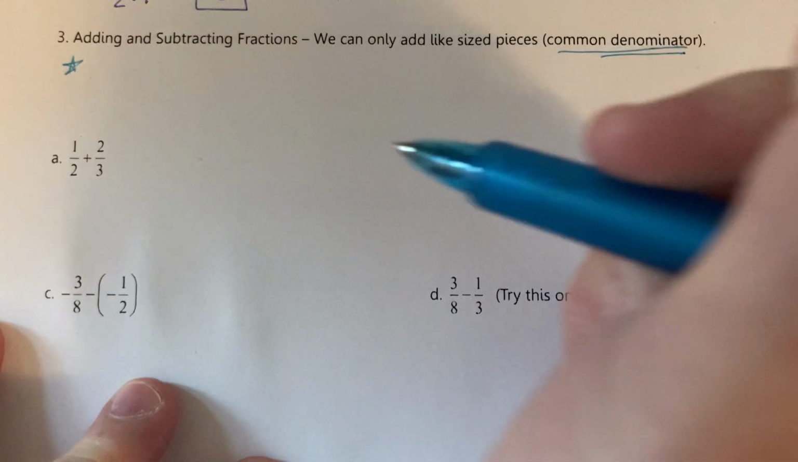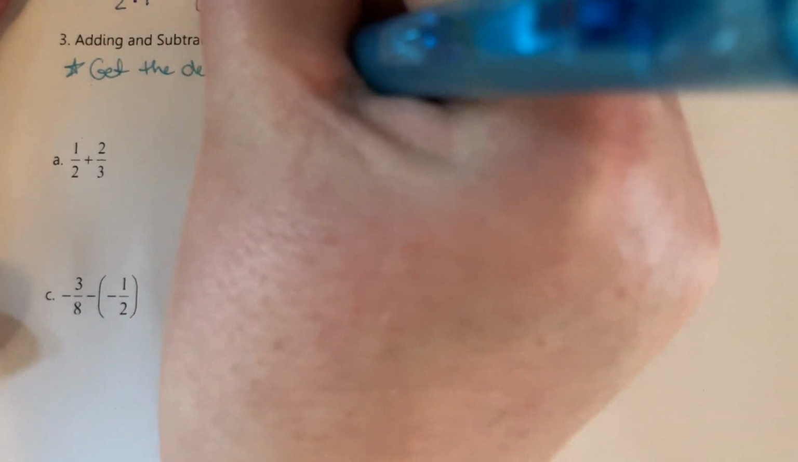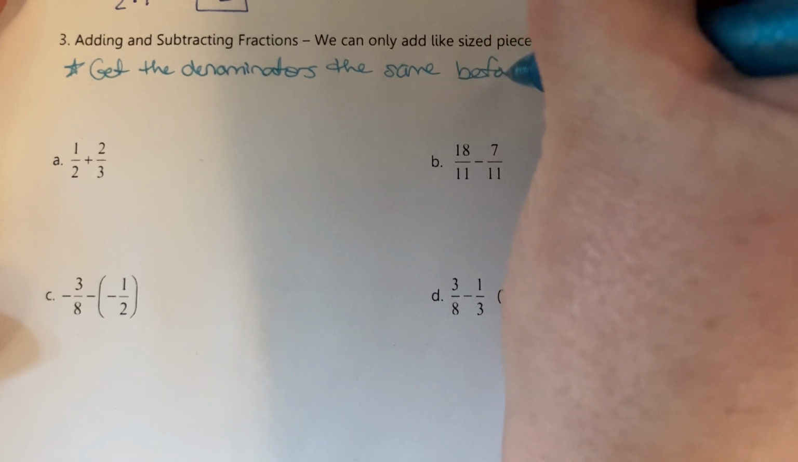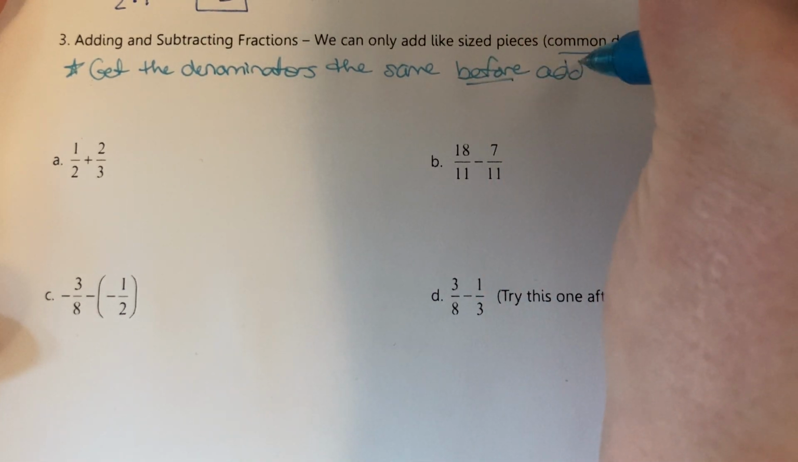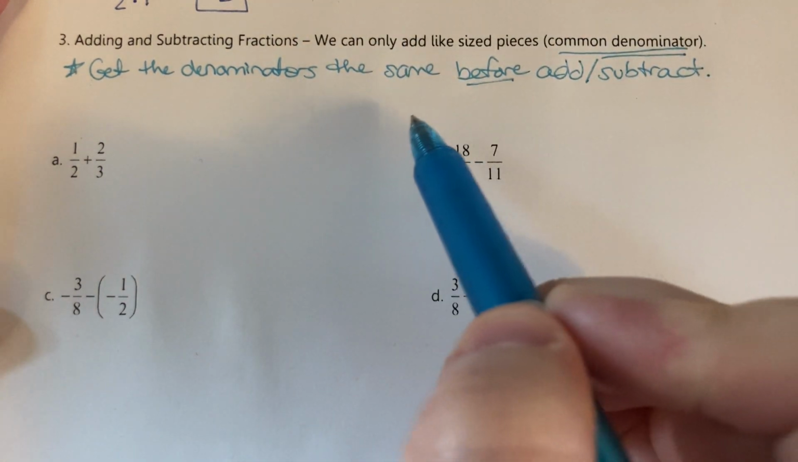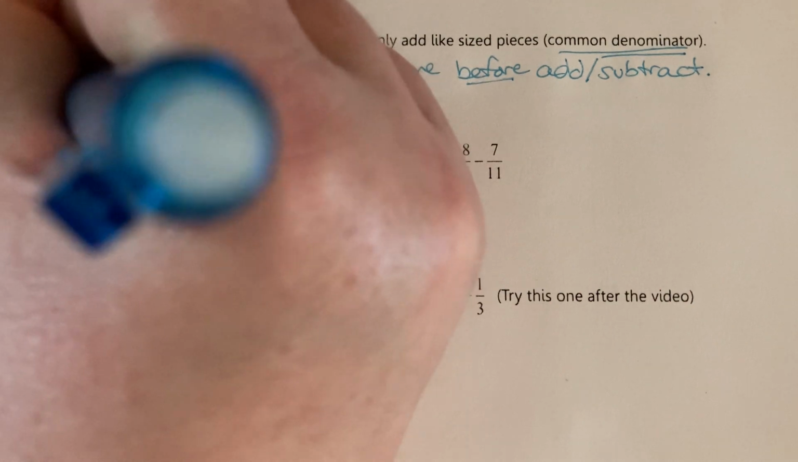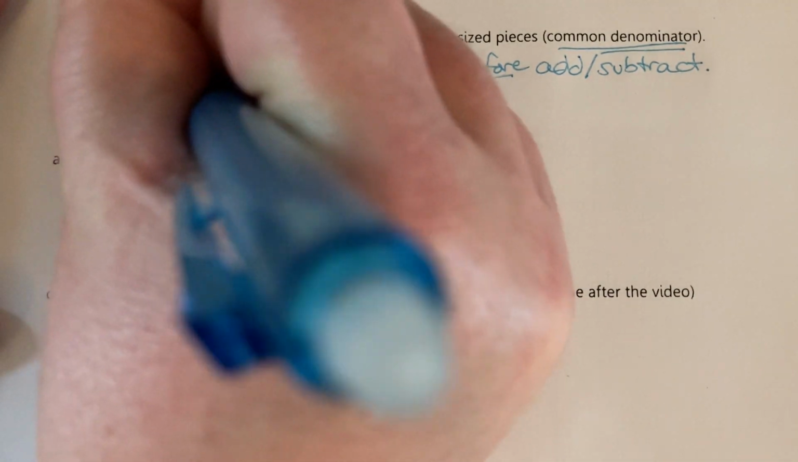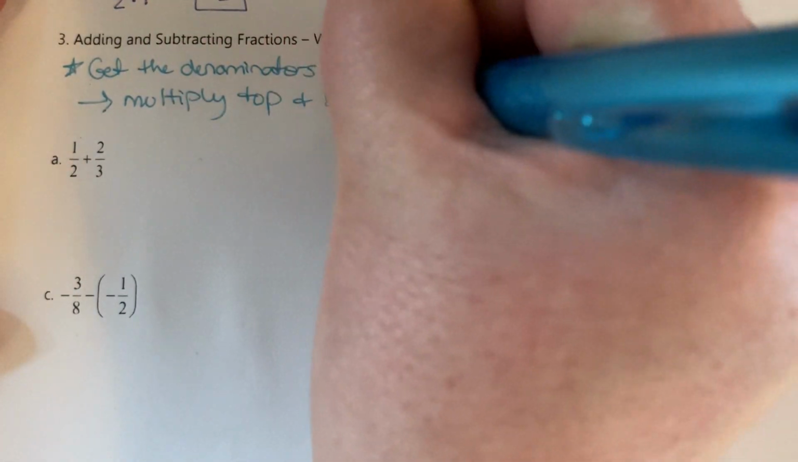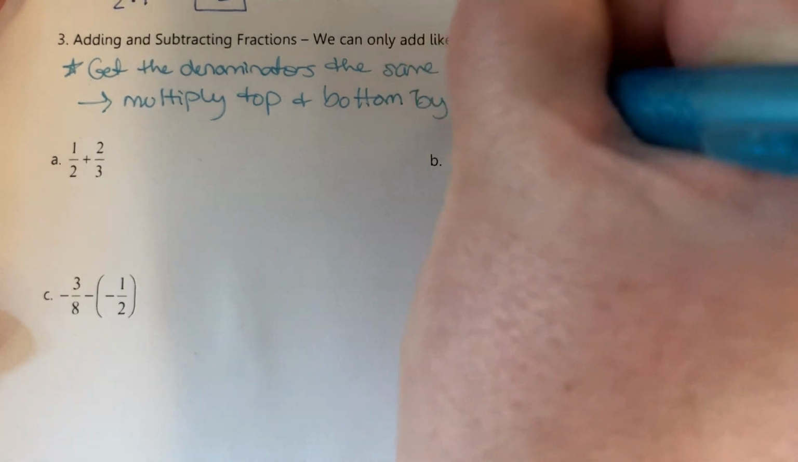So let's just say, get the denominators the same before you add or subtract. And the way we get the denominators the same is to multiply the top and the bottom by the same number. So multiply the top, the numerator, and the denominator by the same value.